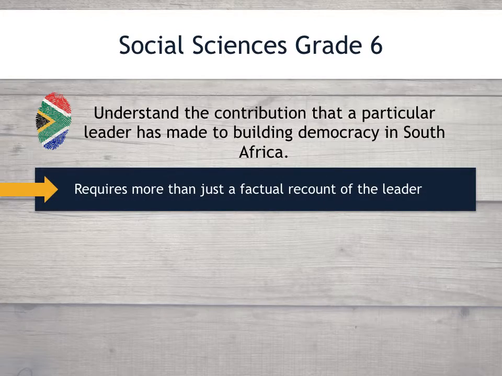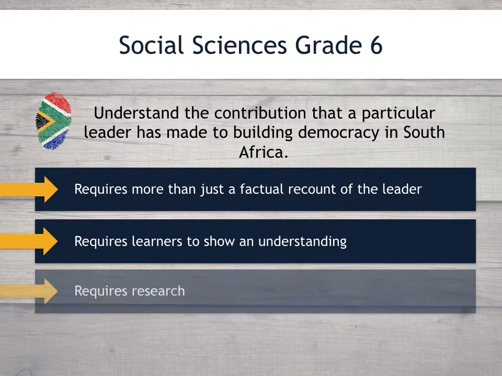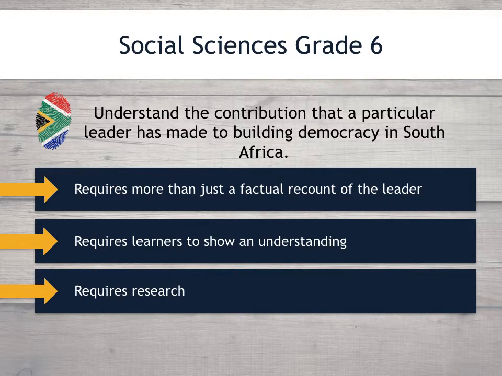Well, the first is the task expectation is so much more than just factual recount of the learner. The second, the task expectation requires the learners not only to write about the leader, but to also show an understanding of how the particular leader has made a contribution to building democracy. So that's a deep understanding of this person and what they've done. Then, of course, as with any task or project, it requires research. The learners need to be able to do research and go through the process of researching.